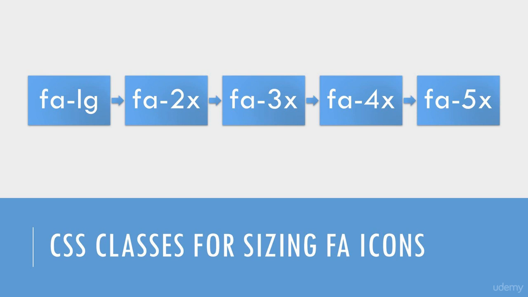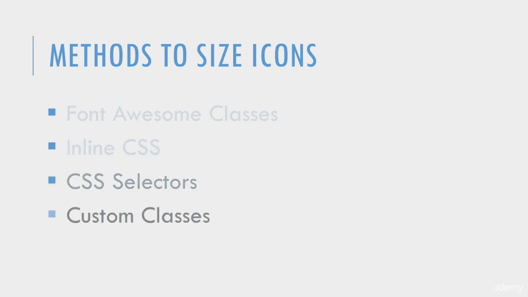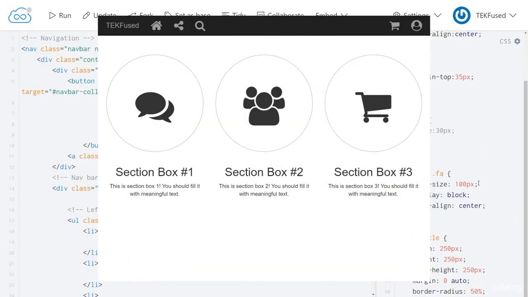If you want to set a specific size, you have a few choices. You can go with inline CSS, use CSS selectors, or assign a custom class. Let's demonstrate this. Here's our web page with our icons. Let's look at our menu icons in the code and see how to make them larger.